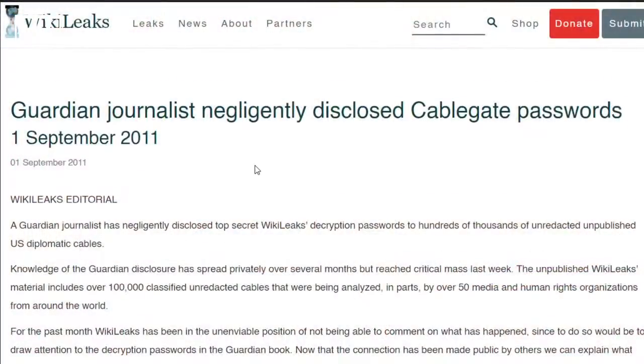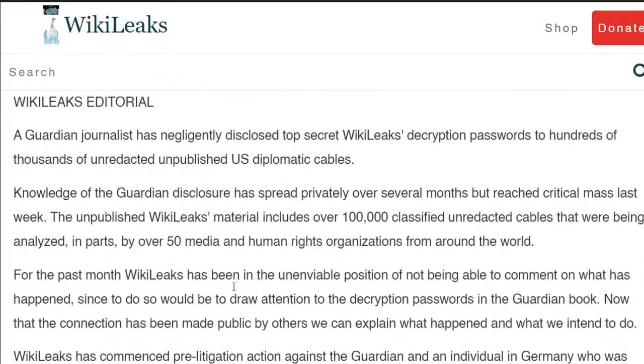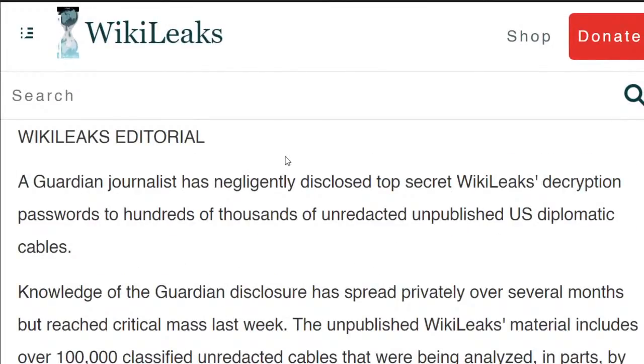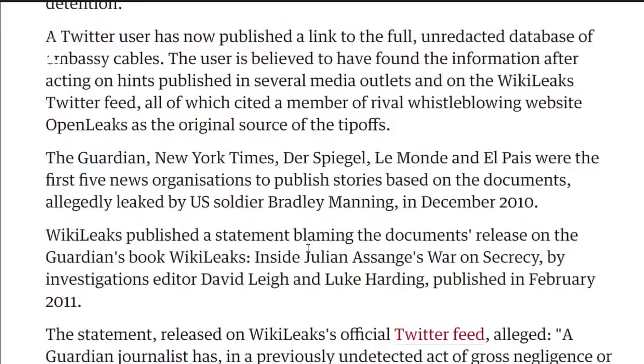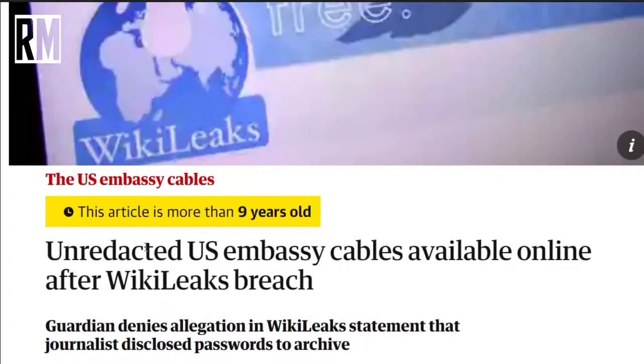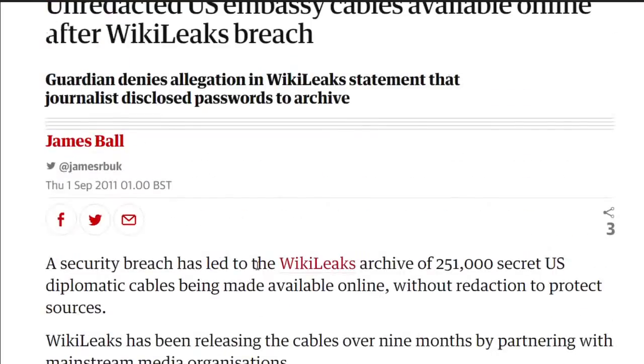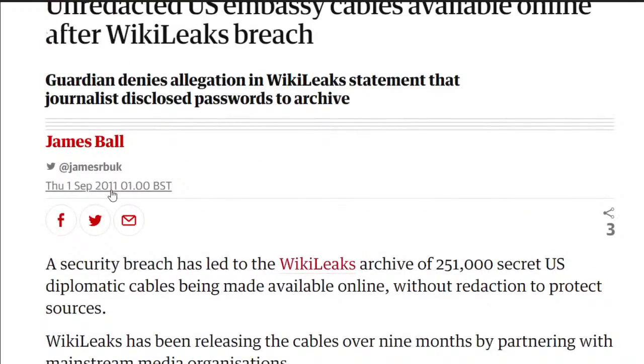Now, at first, WikiLeaks put out a statement, an editorial condemning The Guardian, right? So let me zoom in for you. It says, a Guardian journalist has negligently disclosed top secret WikiLeaks decryption passwords to hundreds of thousands of unredacted, unpublished U.S. diplomatic cables. And then The Guardian actually responded with their own piece blaming WikiLeaks. Keep in mind, this is all on September 1st, okay?